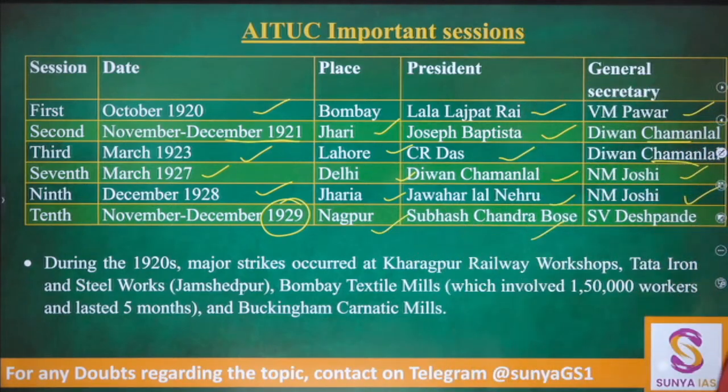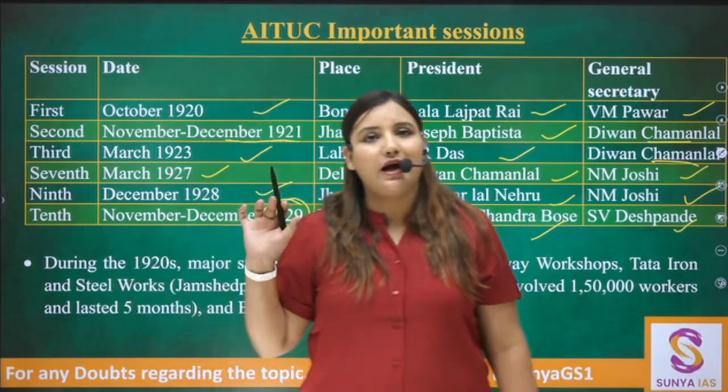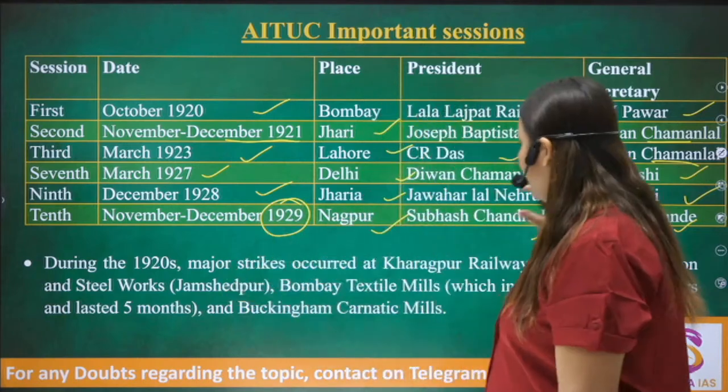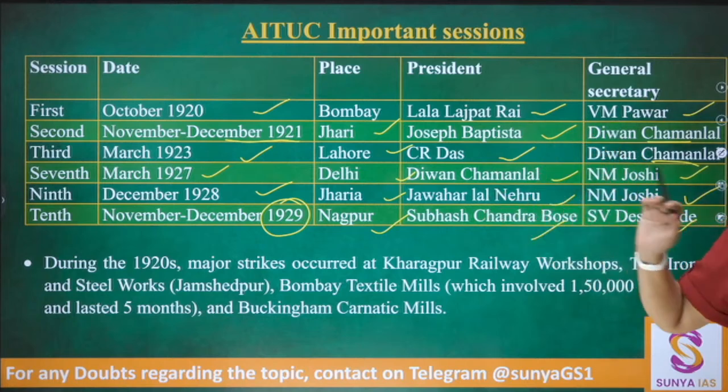At Nagpur, Subhash Chandra Bose was the president and S.V. Deshpande was the general secretary. Why are these 1st, 2nd, 3rd, 7th, 9th, 10th important? Because at these sessions only, very important leaders were there as presidents or general secretary. That's why I have mentioned it for you.